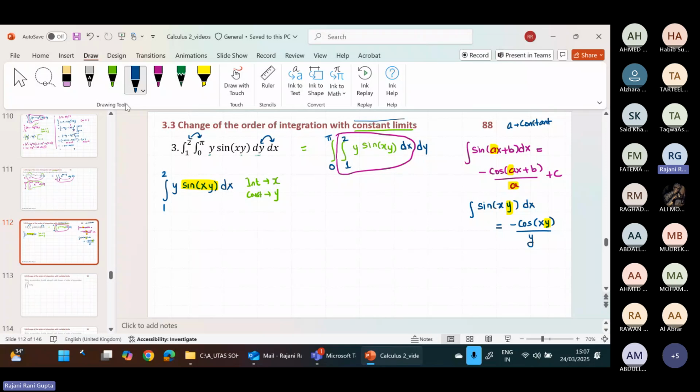So let's do this here. This integral will be, now y being the constant, you can take it outside. So y will be same. Integration of sine will be minus cosine of xy divided by y. And the limits are, these are the limits for x. X goes from 1 to 2. Okay, there is a multiplication sign in between.